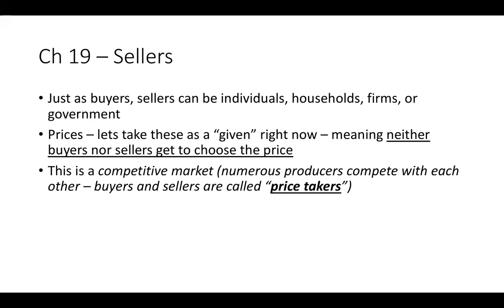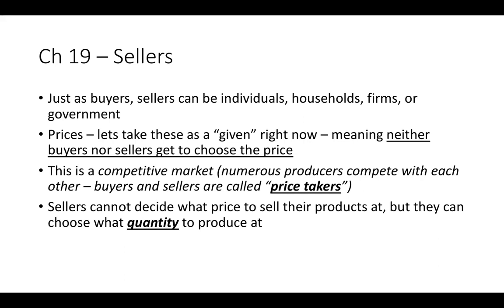So like I said, these prices are going to be a given in our markets. We want to show the quantity demanded at an array of prices, but buyers and sellers are going to take these prices as a given. They are not choosing these prices. We're just going to show all the different quantities that would either be supplied or demanded at every given price in that demand and supply schedule. So sellers cannot decide what price to sell their products at, but what they can decide to do is choose what quantity to produce.